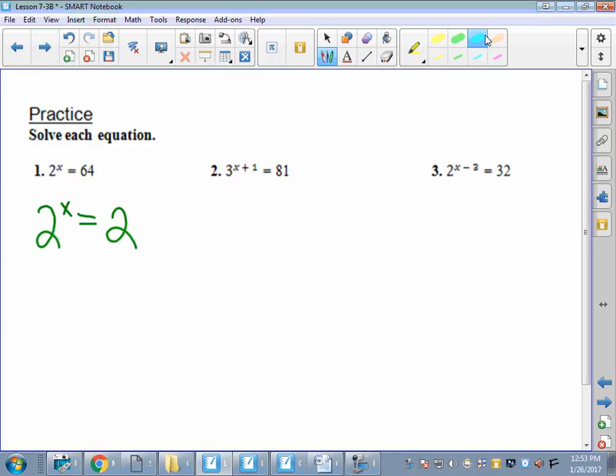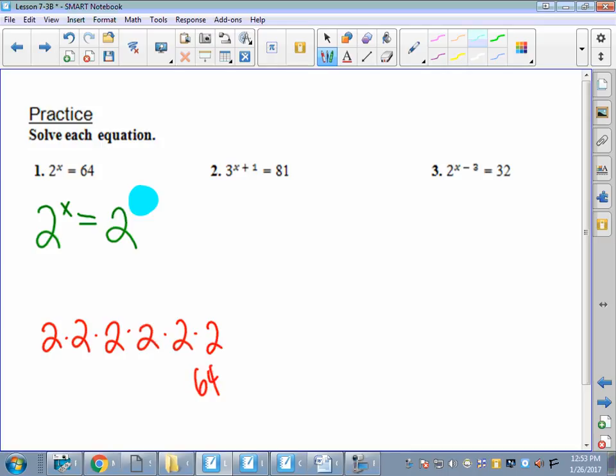You might need to go to your calculator. You might need to start doing some timesing. 2 times 2 times 2. How many times do you have to multiply 2's until you get to 64? 2 times 2 is 4, times another 2 is 8, times another 2 is 16, times another 2 is 32, times another 2 is 64, right here. So I have got myself 1, 2, 3, 4, 5, 6 2's. So 2 to the 6th power is equal to 64. Check it on your calculator, make sure we got it right. When that's the case, we now have the same bases, right? We've got 2 to the x equals 2 to the 6th.